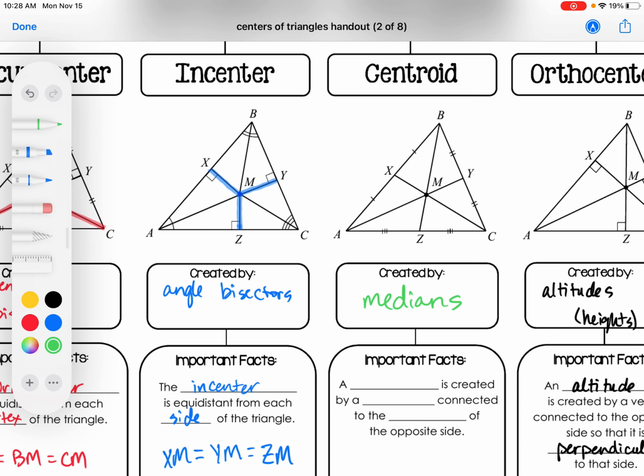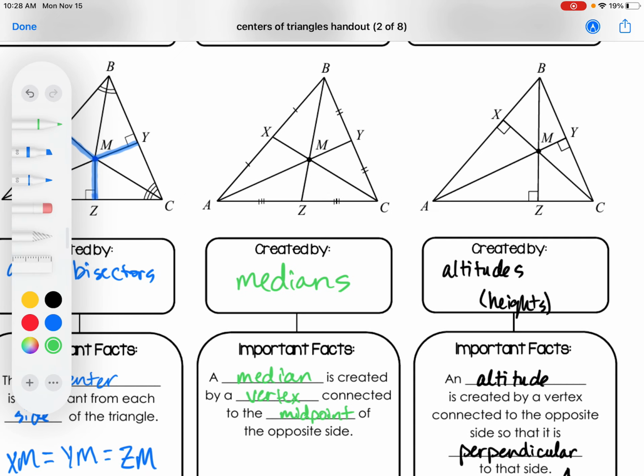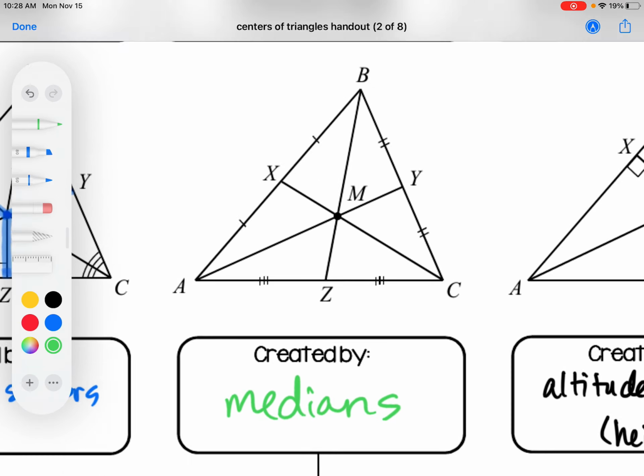Now, a median, that's the important fact down here. A median is what happens when you have a vertex connected to the midpoint of the opposite side. So on the orthocenter, we took the vertex and connected it straight to the opposite side, the shortest distance to make a perpendicular, to make a right angle. On this one, we're connecting the vertex to the midpoint.